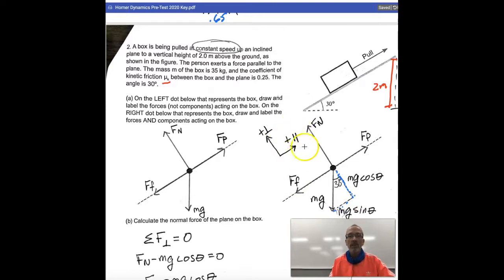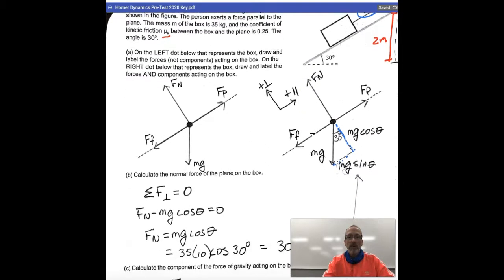Why did I put positive parallel? Well, it's because I am pulling this up the ramp, and that's the direction of motion. So we want to try to keep these positives in the direction of motion. Next thing we need to do is find the normal force acting on the plane of the box.